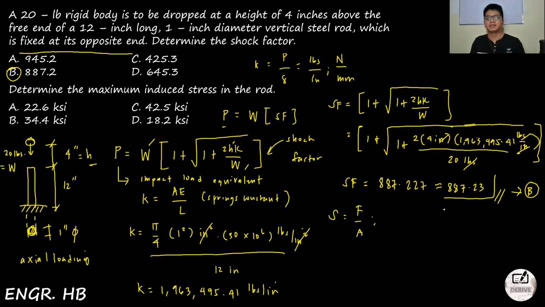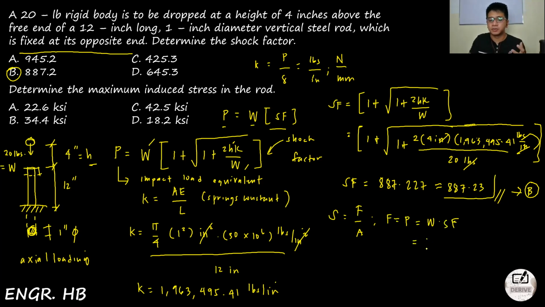impact load equivalent natin. Kasi nga, dito, yung W mo, hindi mo siya pwedeng gawing yun yung force mo dito to get the stress. Why? Because andito pa lang si 20 pounds at the 4 inches above. Pero syempre, may impact load equivalent ka nga dito that will deform your vertical steel rod at a certain amount. So, dapat si P yung gagamitin mong value. So, how are we going to get the P? Okay? So, meron tayong formula dito kanina, P is equal to W times shock factor.